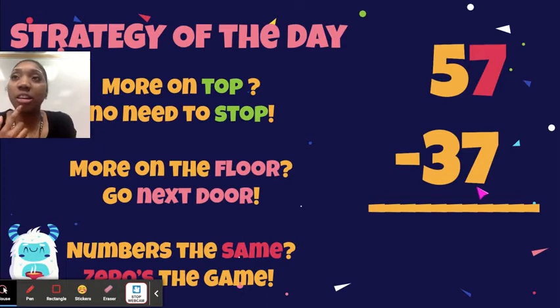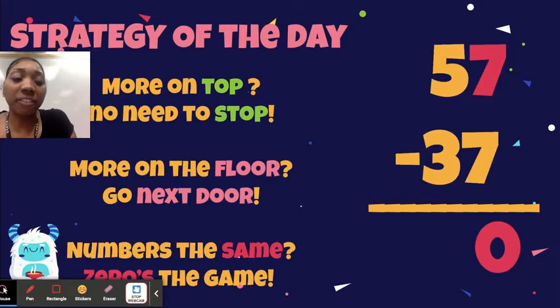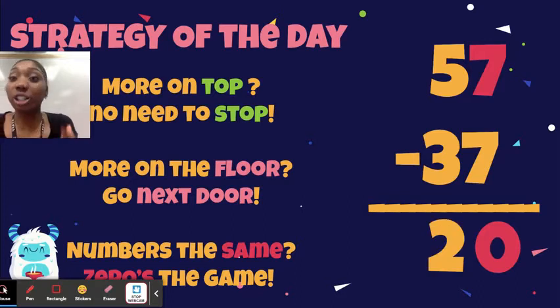So 7. And if I take away 7, well, I remember before when we were doing doubles that if you subtract the same number, you get 0. Absolutely. So 7 minus 7 is 0. And then 5, and I'm taking away 3, is 2. So 57 minus 37 is 20.